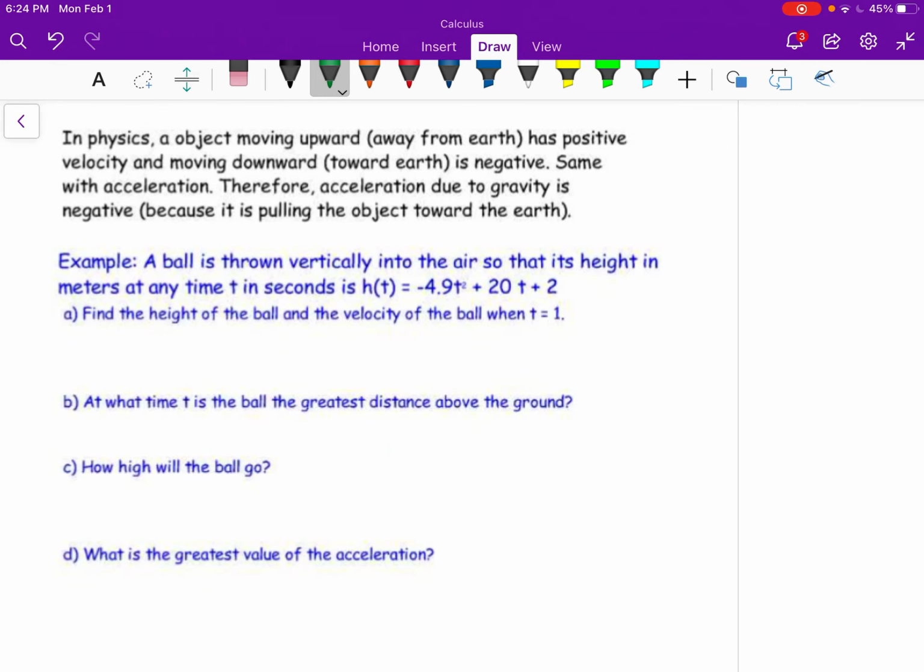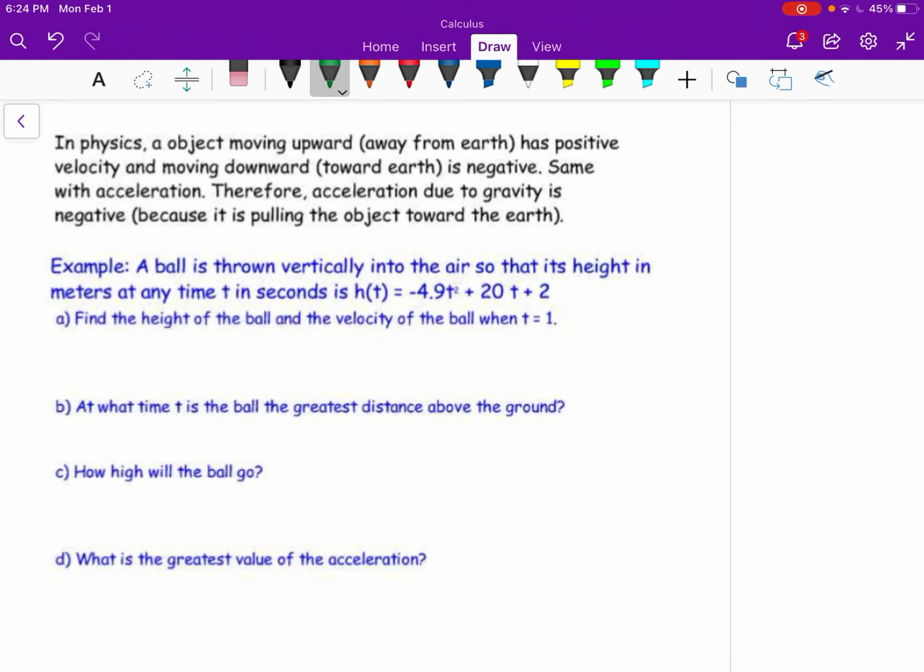All right, now we're going to look at, instead of moving on a number line, the x-axis, we're going to talk about acceleration due to gravity. So in physics, an object moving upward has a positive velocity, and moving downward has a negative velocity. And it's the same for acceleration, which I just mentioned. Therefore, acceleration due to gravity is negative. It's pulling an object towards the earth.